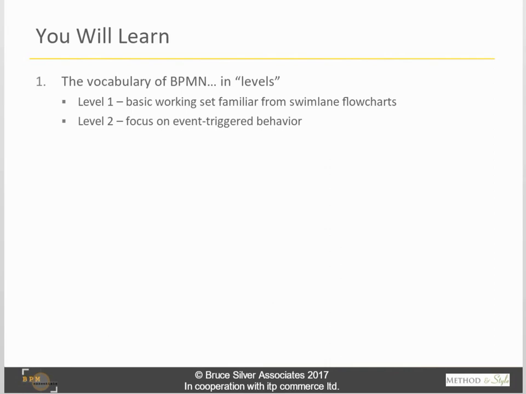In this class, you're going to learn three things. First, the vocabulary of BPMN, the shapes and symbols. We divide those into two levels. Level 1 is a basic working set, mostly carried over from traditional flowcharting. We start with that. Level 2, in the second half of the course, is a wider working set that includes some additional process behaviors, including event-triggered actions.